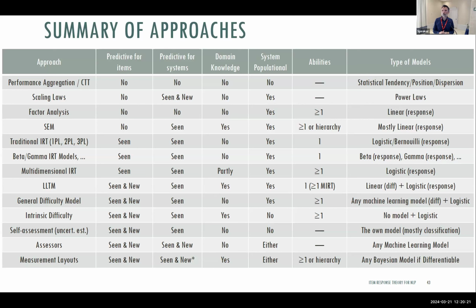One thing to note there, pull requests are very welcome for PyIRT. So if you are ambitious and want to take a stab at implementing any of those, we're happy to review that code and plug it in. Any other questions?